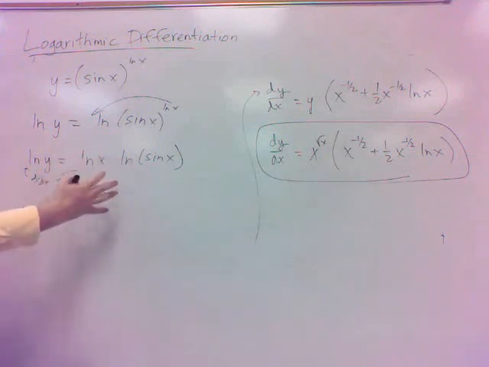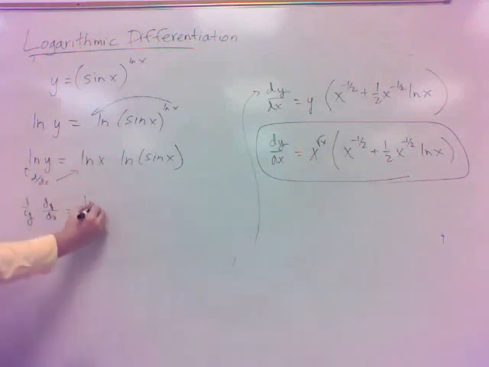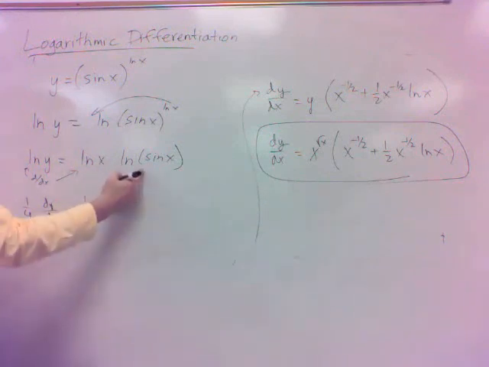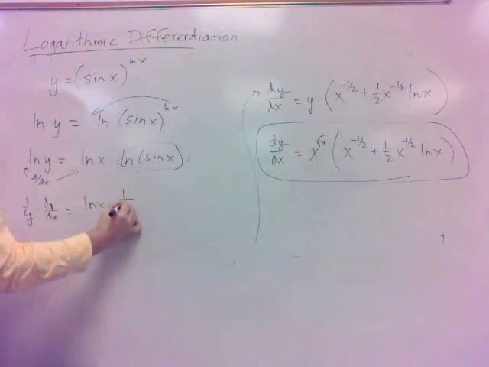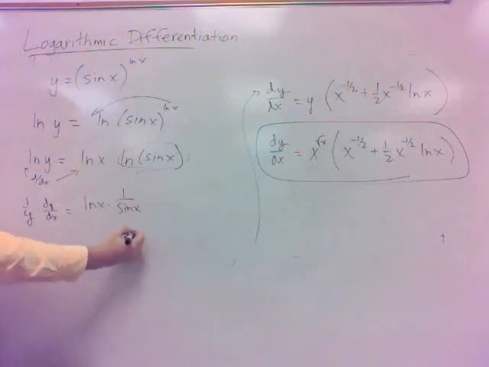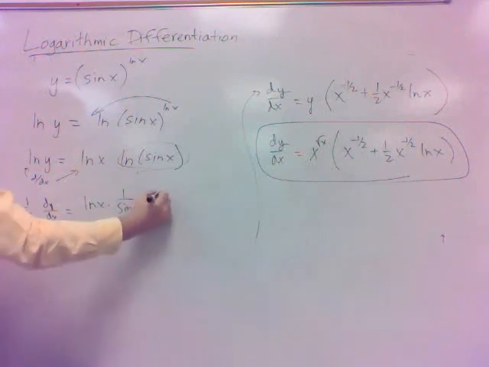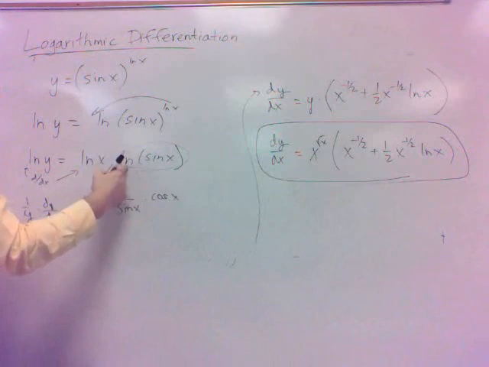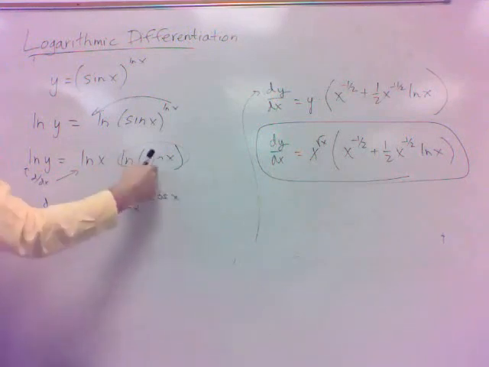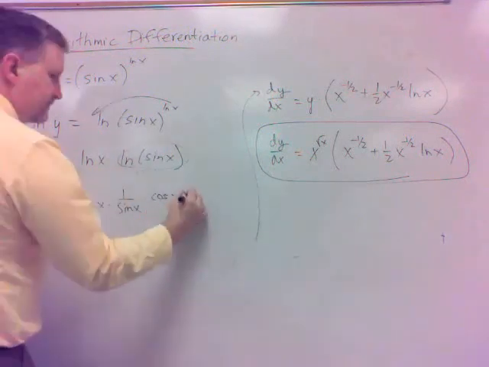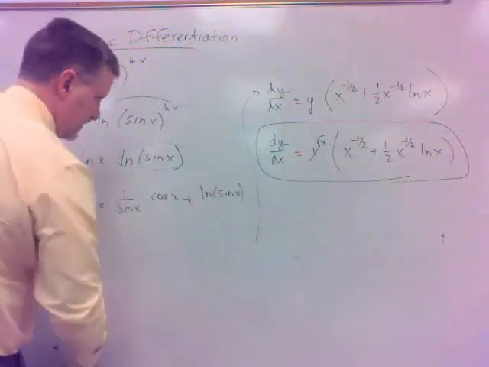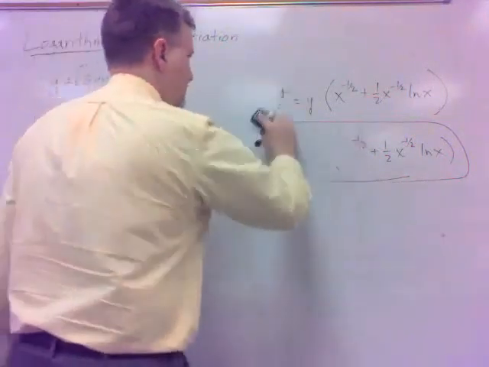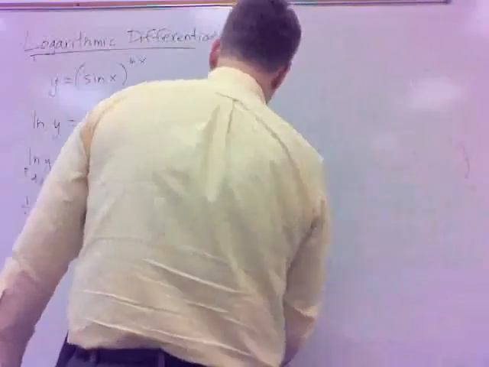And then over here, it'll be product rule. First times the derivative of the second, second times the derivative of the first. So what have I got? Ln of x times the derivative of that. Well, it'll be 1 over sine of x, right? With me? Times cosine of x. The derivative of ln is 1 over that, and then the derivative of the inside is cosine. Plus, second, by my way anyway, ln of sine of x times the derivative of ln of x.